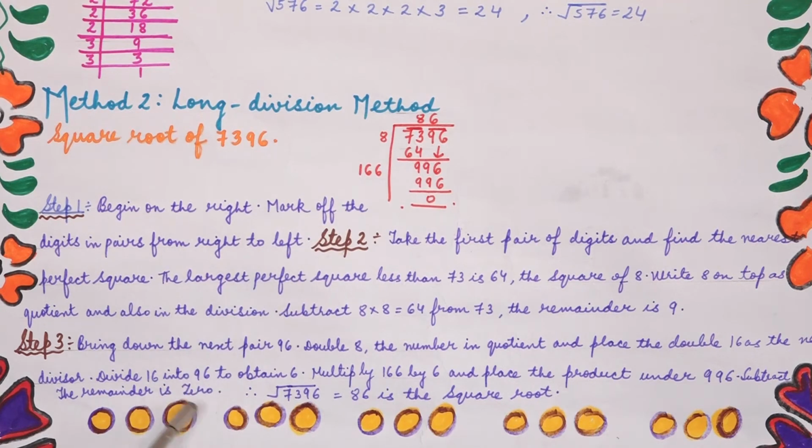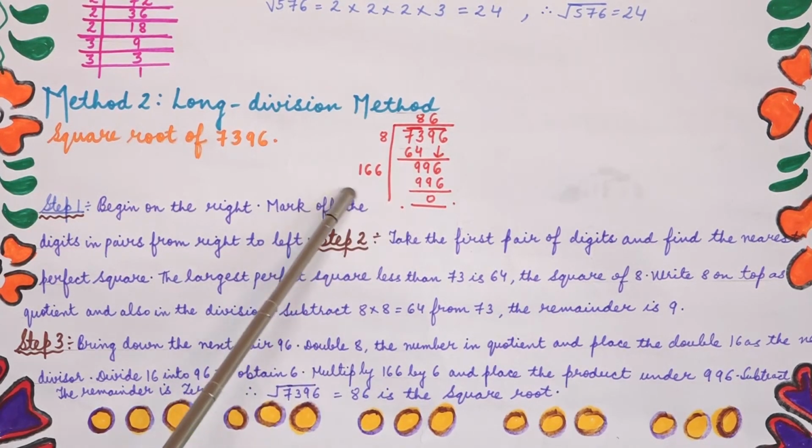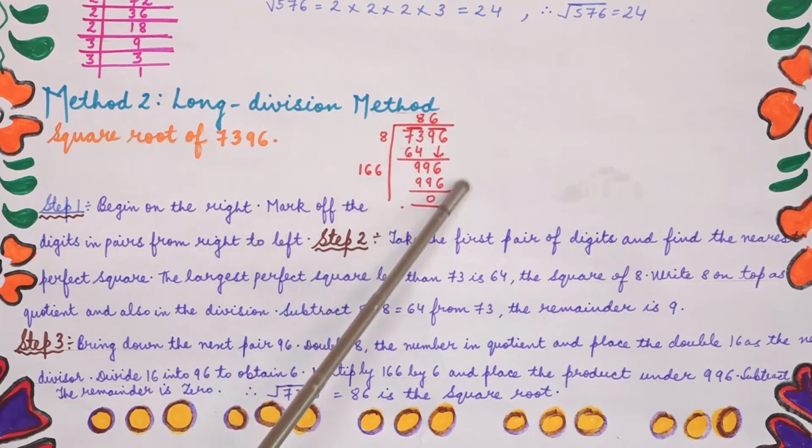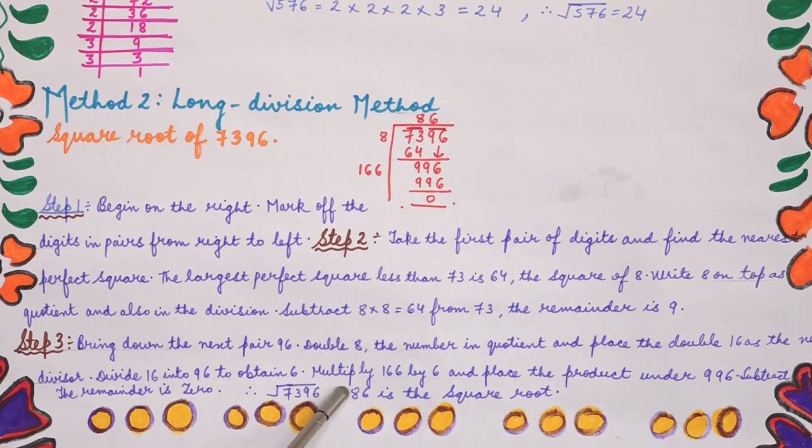Now we see step number 3. Bring down the next pair 96, double 8 as we got 16, the number in the quotient, and place the double 16 as the next divisor. Divide 996 by 16 to obtain 6. As we all know, 166 multiplied by 6 gives us 996, so the remainder is 0. Multiplying 166 by 6 and placing the product under 996, we subtract and get the remainder 0. So we came to know that the square root of 7396 is equal to 86. Hence, it is a square root.